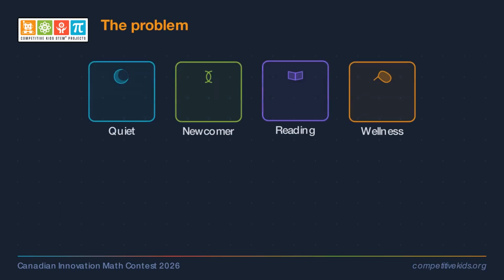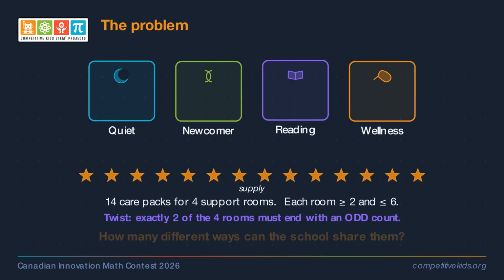A school is sharing 14 care packs among 4 support rooms: the quiet room, the newcomer room, the reading corner, and the wellness room. Each room must get at least 2 packs, and each room may get at most 6 packs. There is a twist. Exactly 2 of the 4 rooms must end with an odd number of packs. How many different ways can the school share them?